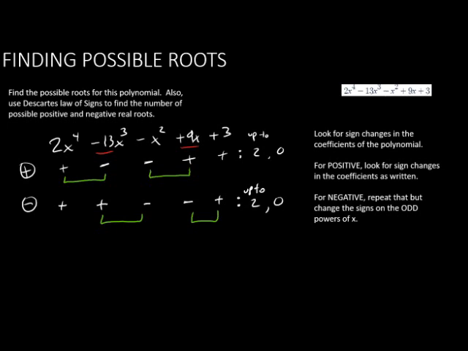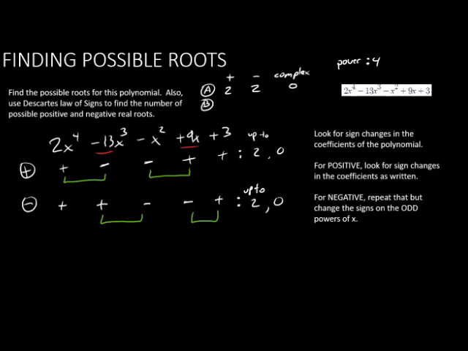Based on that, we'll list our possibilities. It's possible that we could have two positive roots and two negative roots. Remember that our power for this polynomial is fourth power. If I have two positive roots and two negative roots, that adds up to 4, meaning I would not have any complex roots. This will be possibility A.